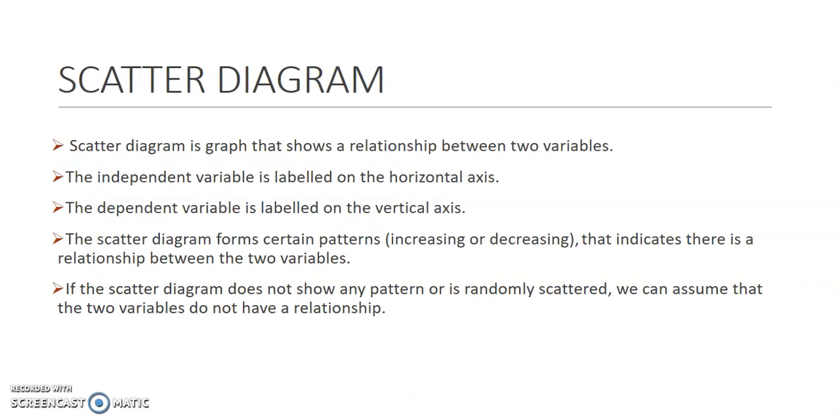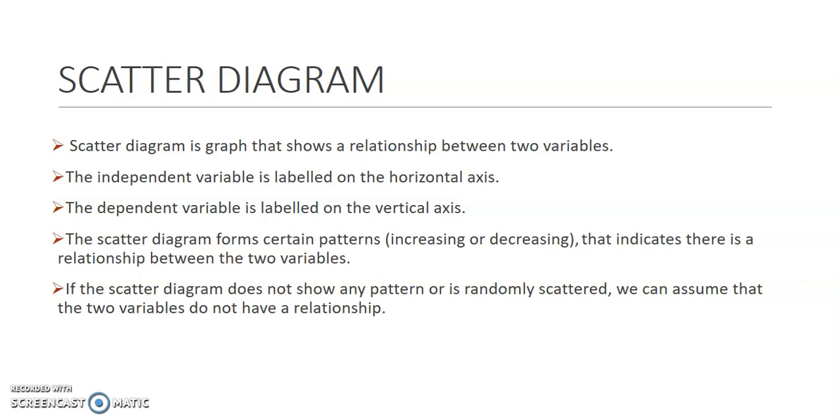To know the relationship between the 2 variables, you will construct a scatter diagram. A scatter diagram is a graph that shows a relationship between the 2 variables. So kalau you nak tahu apa relationship antara 2 variable, kita akan lukis scatter diagram.